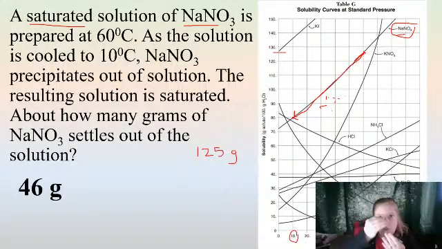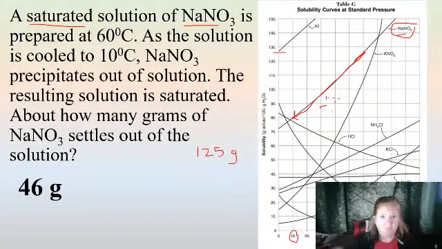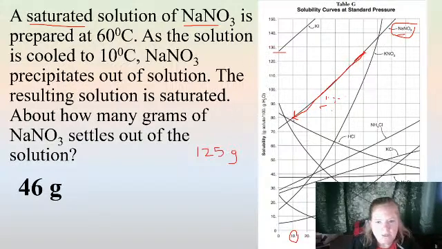Then I'm cooling it, some's falling out. Falling out meaning it's precipitating. It's like settling at the bottom. So I see liquid, but then I see some solid stuff hanging out at the bottom. And I keep cooling it, and I keep cooling it. Stuff is falling out of solution until I get to 10 degrees Celsius. And now it can only hold 80 grams at that temperature.